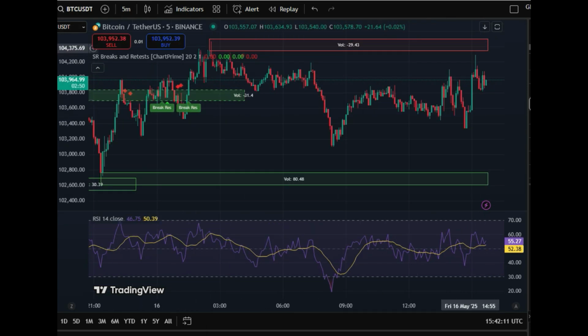This is the resistance that we try to break, and that resistance can be easily broken because it's a low volume number here. Here, the strong support is a high volume. I think it's 3 times bigger volume here. So this support is so strong. This resistance is not so strong, so we can go higher.